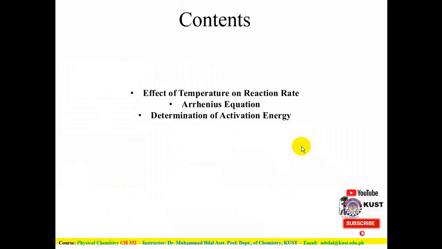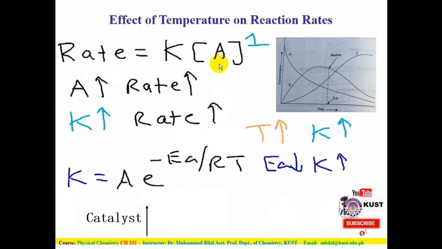So, in this lecture, we will cover the effect of temperature on reaction rate, what is the Arrhenius equation, and then how we determine activation energy using the Arrhenius equation. So we know the rate of the reaction is the change in the concentration of reactant or product. This depends upon different parameters. The first one is the concentration of the reactant. So it depends upon the order of the reaction.